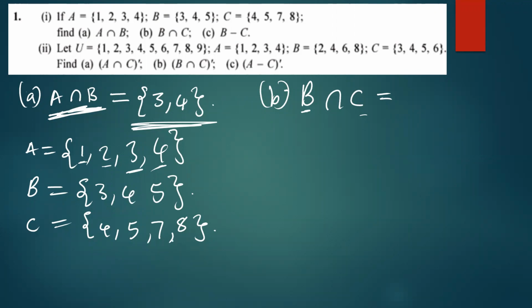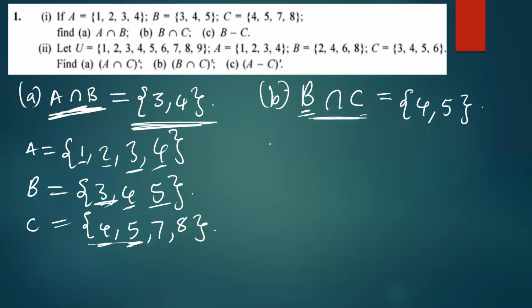Okay, so we look at the common elements. We have 3 there, but we don't have 3 in this set. We have 4 there, and we have 4 there. So one of the common elements that we have is 4. And then we also have 5 there, and 5 there. So 5 is also common. So this is B intersection C. This is the solution to part B.